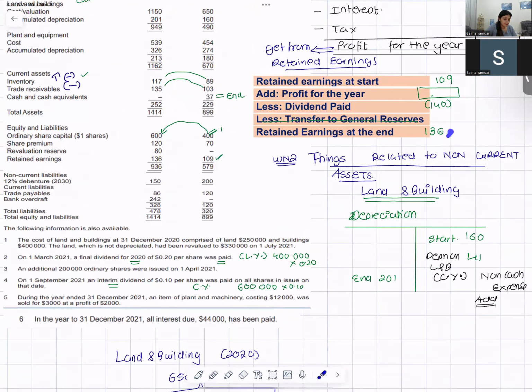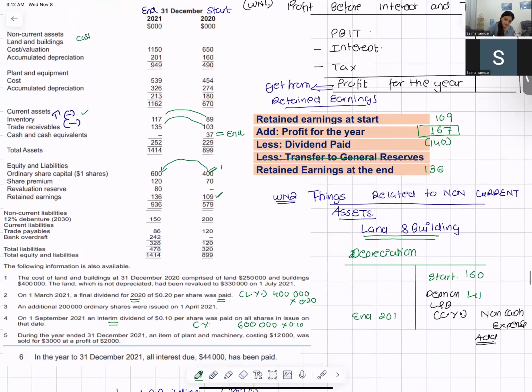136 plus 140 minus 109. So your profit for the year comes up to 167. And this profit for the year you will put over here.